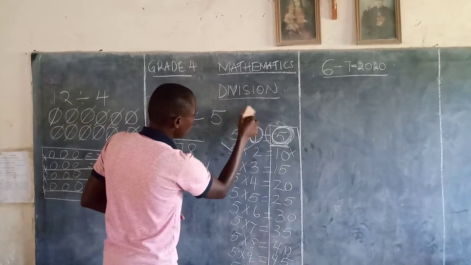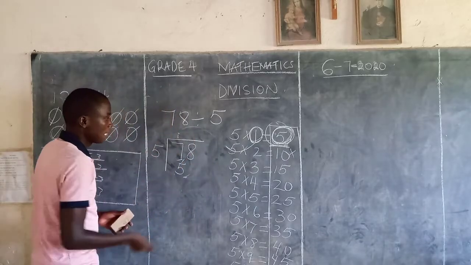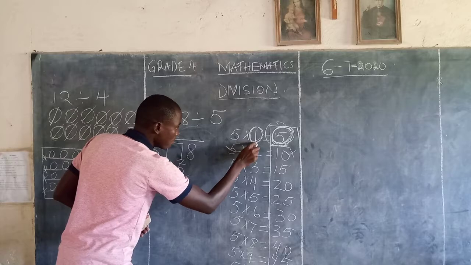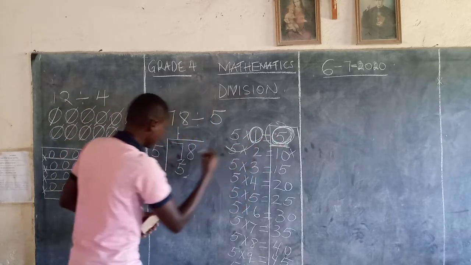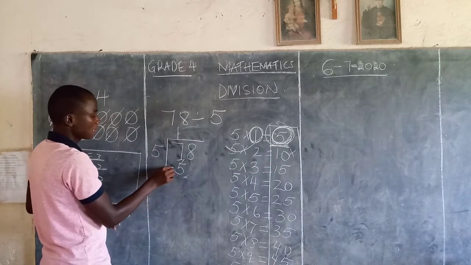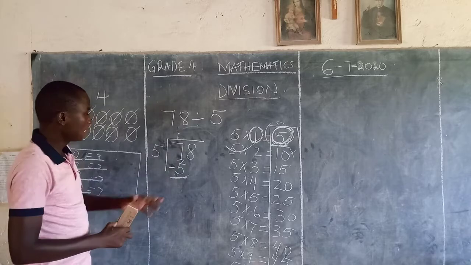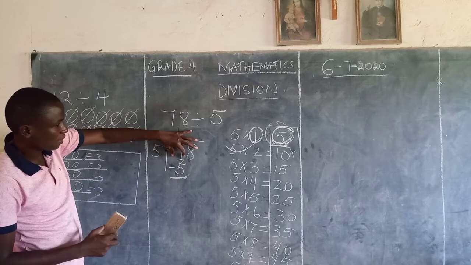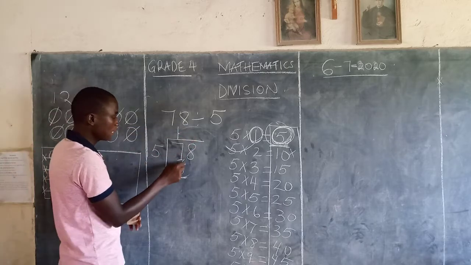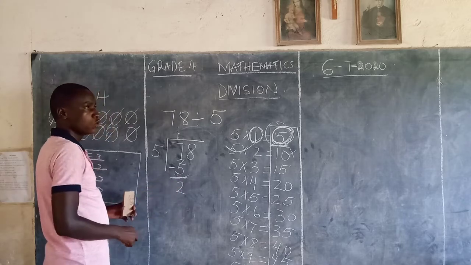These arrows just direct you, but you don't need to include them in your working. Hence, the number to multiply by 5, which is 1, goes right there, and the answer obtained, which is 5, goes right here, and then you subtract. You have split 78 into 7 and 8. Now we are dealing with the first digit, which is 7. So you take 7, subtract 5, you get 2.